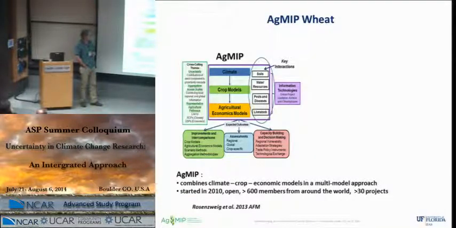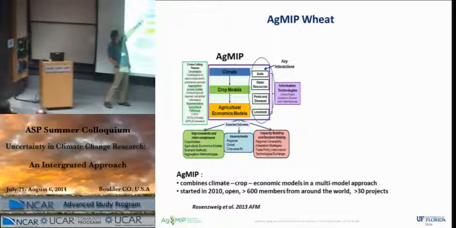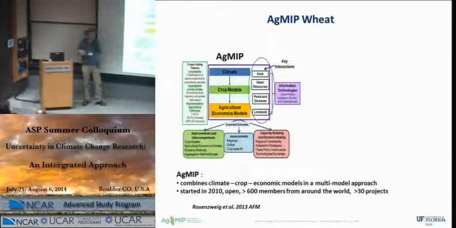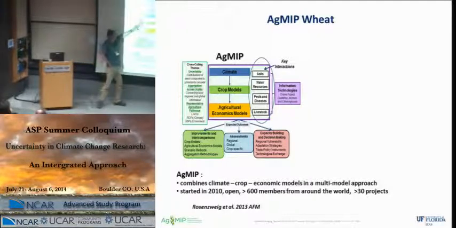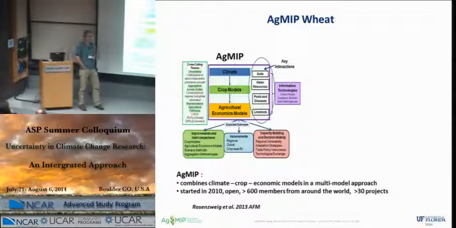AgMIP has a structure like this, where we have teams dealing with climate models, which feed information into crop models. And this information from crop models is also used for agriculture economic models. There's another layer behind there, which Katja, I think, will mention a few things about. AgMIP basically combines these three main sectors, the climate, crop, and economic models, in a multi-model approach.